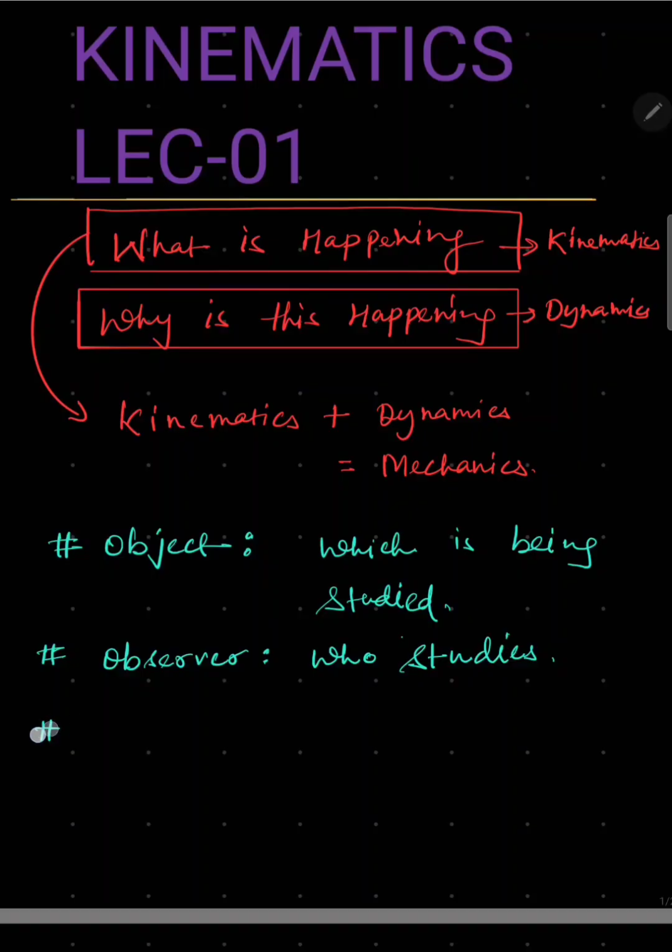Next term is t equals 0, time equals 0. Whenever you come across the term t equals 0 in physics, you must understand that t equals 0 never means the beginning of something or the beginning of the process. T equals 0 always means in physics the point of time from which the observer starts the observation. I'm repeating, t equals 0 simply means the point of time from which the observer starts the observation.